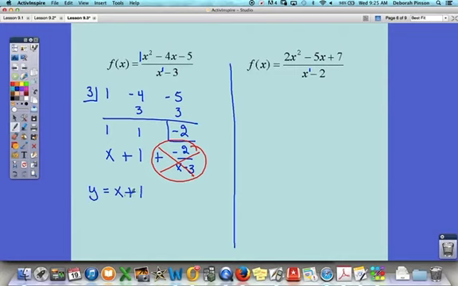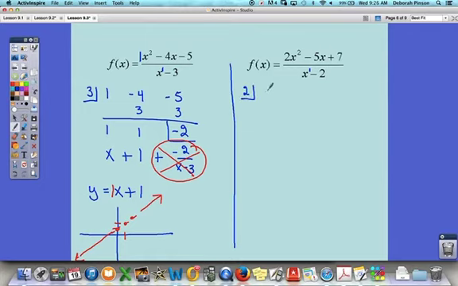Now I want you to notice this is in y equals mx plus b form. I'm going to graph my slant asymptote on here. So I've got a y-intercept of 1 and a slope also of 1. So I'll go up 1, over 1, up 1, over 1. There's my slant asymptote. Okay, so I'm going to do synthetic division, disregard the remainder. The other part is my slant asymptote.